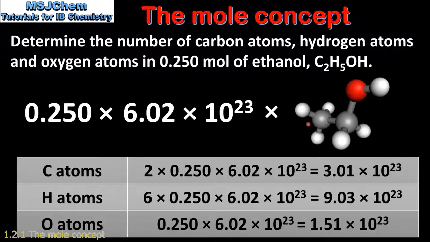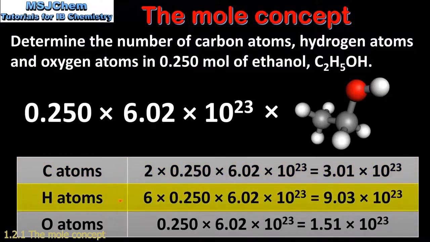1 molecule of ethanol consists of 2 carbon atoms, 1 oxygen atom, and 6 hydrogen atoms. In 0.25 moles of ethanol, we have 0.25 times 6.02 times 10 to the 23 number of ethanol molecules. So for the number of carbon atoms, we multiply 2 by 0.25 by the Avogadro constant, which gives us 3.01 times 10 to the 23 carbon atoms.